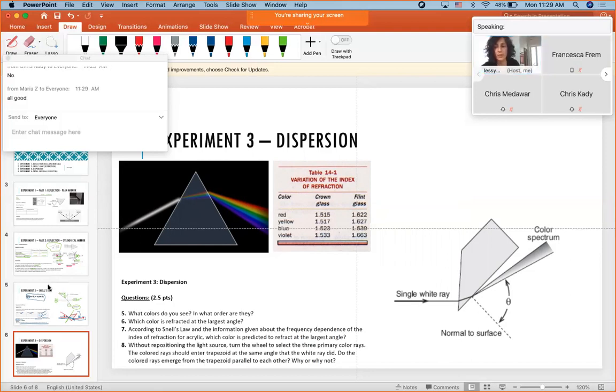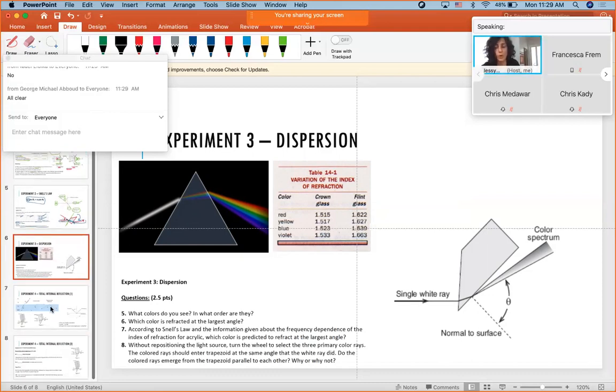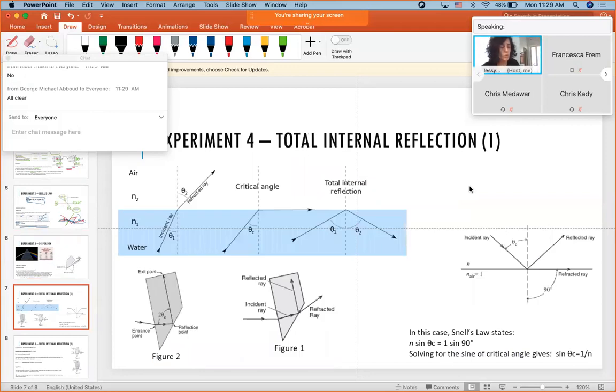All right, thank you, Chris, for responding, and thank you, everyone else. Now, experiment 4, I'll divide experiment 4 into 2 slides. Total internal reflection is not the most difficult idea, but probably the most critical idea that I'm sure you know, but I don't want you to get confused.